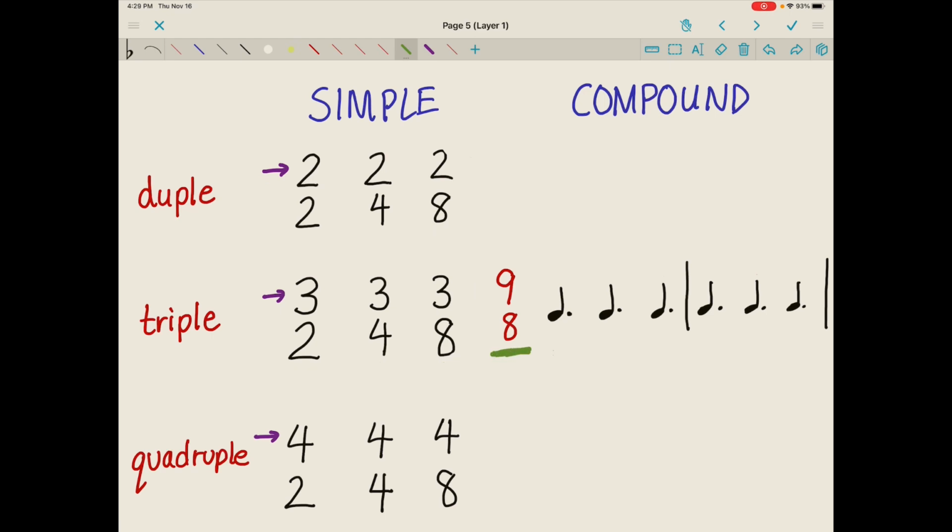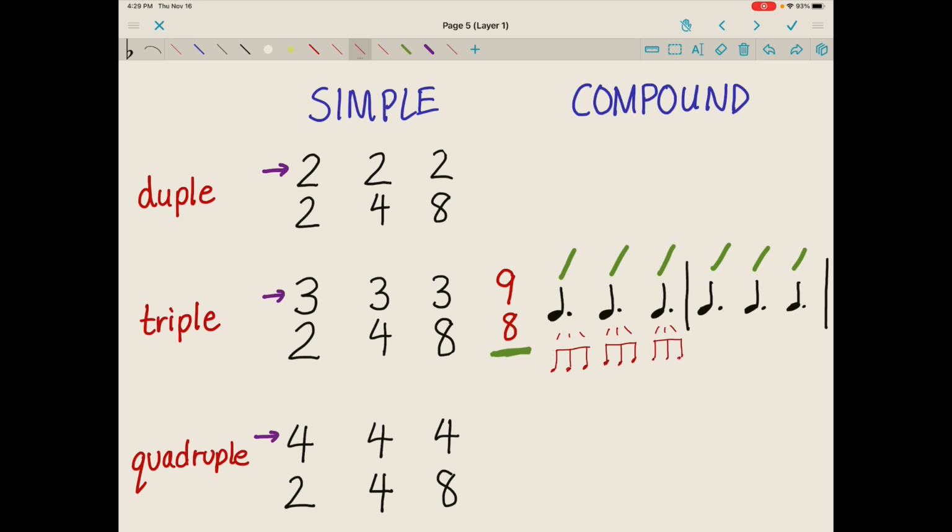9/8 time would be an example of compound triple meter, and that's because there are 3 big beats in each measure. Since each beat is a dotted note value, each of these beats would naturally break down into 3 equal parts. In this case, 3 equal eighth notes. The quarter note itself will break down into 2 of these eighth notes, and the dot, which is worth half of whatever note value it's dotting, will be worth just an eighth note.